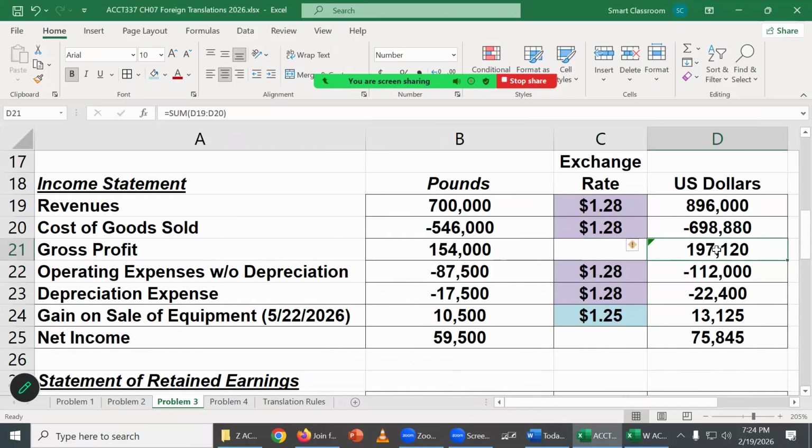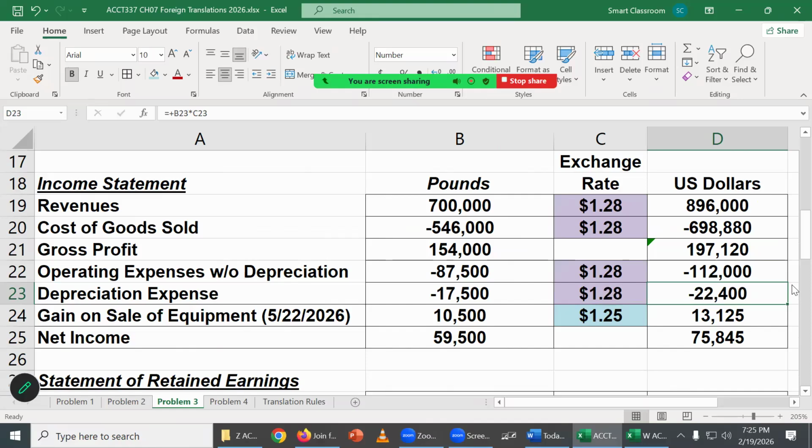Okay, so gross profit 197,120. Operating expenses without depreciation, 112,000. Depreciation expense, and again, this is kind of different than we would have for the temporal method because it's at the average. 22,400.